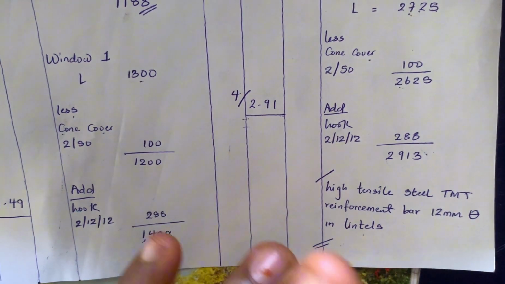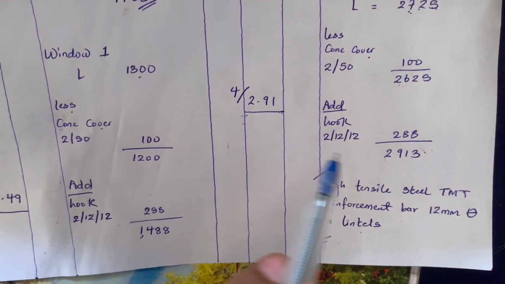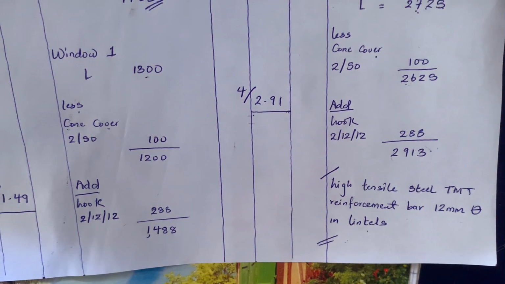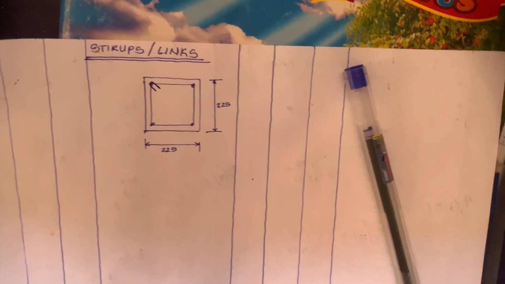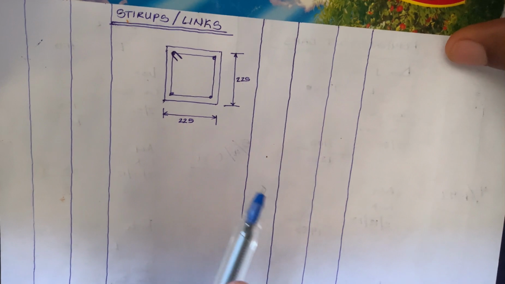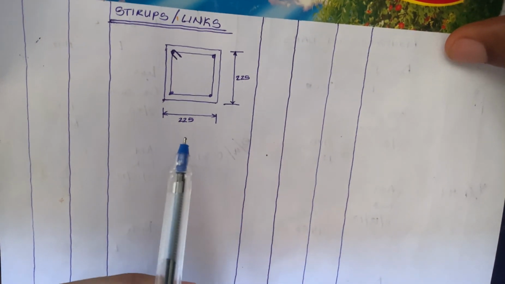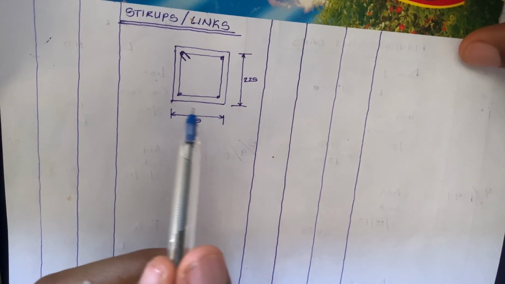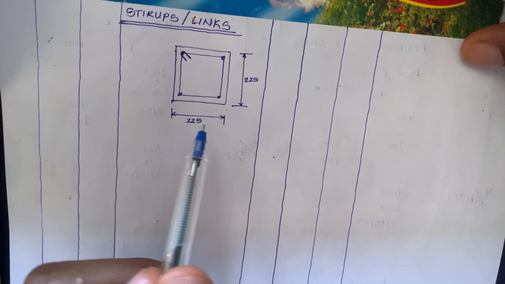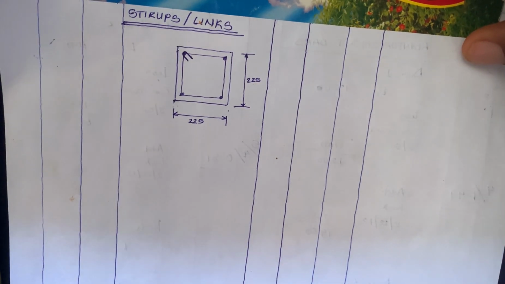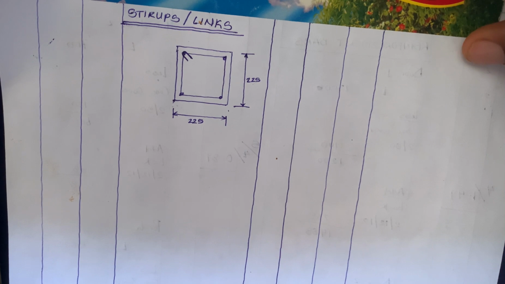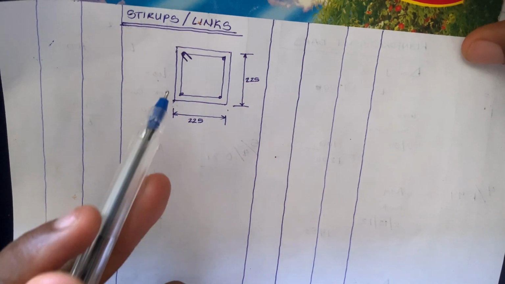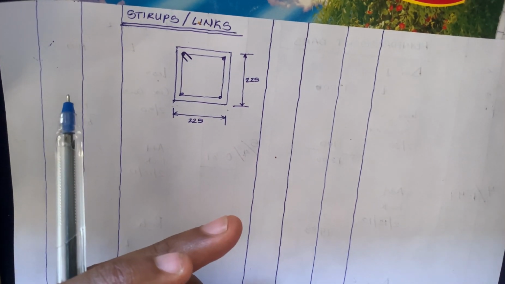Then we move to the stirrups, that is the little iron holding the reinforcement bars inside the lintels together. We have to also book for it. Now when calculating for your stirrups, I want you to have this in mind: the thickness of the lintel, like I said before, carries the thickness of the wall, and the height of the lintel is the standard height of a block.